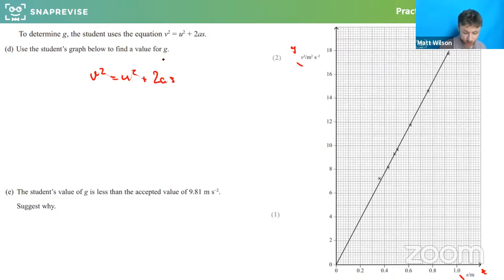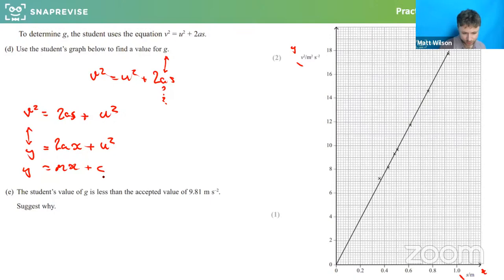They want us to find g. g is an acceleration, so it's probably something to do with finding this acceleration here. I'm just going to write this in a neater way: v squared equals 2as plus u squared. This might look a bit funny, but the key to this question is to notice that this looks like a straight line graph, because they've plotted v squared as their y and s as their x. So this is like y equals 2ax plus u squared, or in other words, y equals mx plus c.